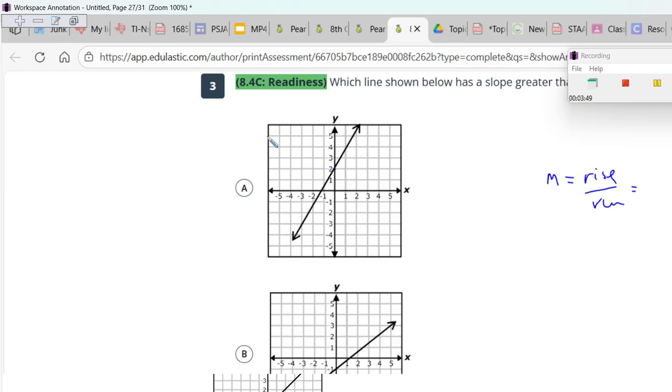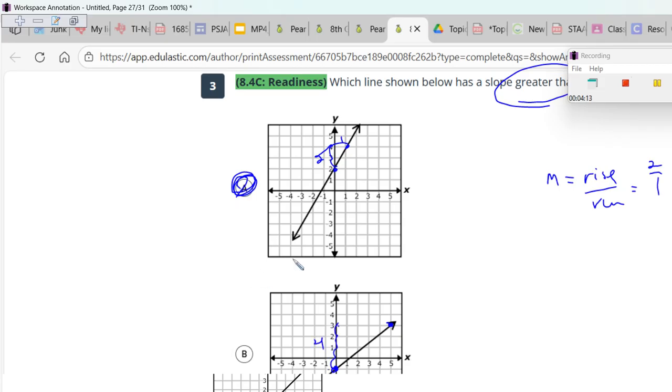So I'm going to pick this point here, and this point, I need 2 points, right? So I'm going to rise 2, run 1. So that's 2 over 1. That one's 2, so that's greater than 1. Boom, that's my answer. I'll show you this real quick. Give another point here, and here. My rise will be 1, 2, 3, 4.